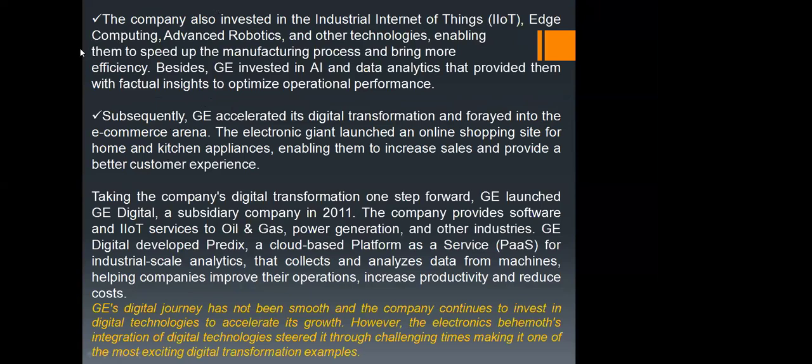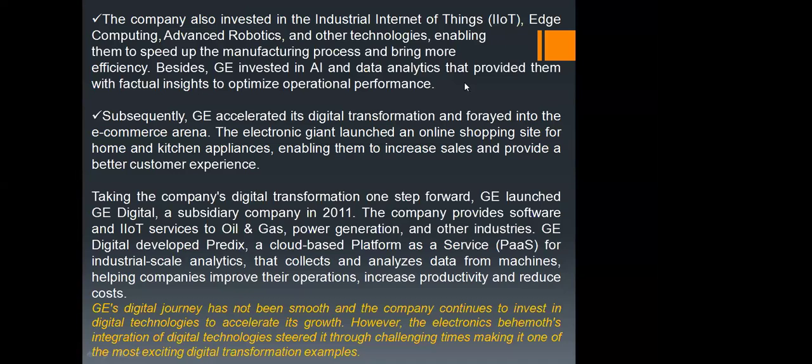Besides, GE invested in AI and data analytics that provided them with factual insights to optimize operational performance. So, as it was mentioned earlier also, if we use only one technology as a standalone technique, then that will not give us the overall or the full benefit of that particular technology.